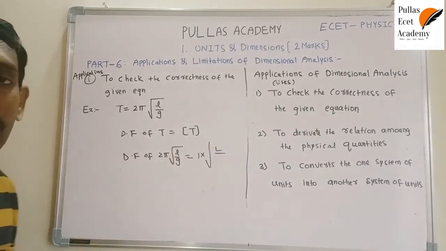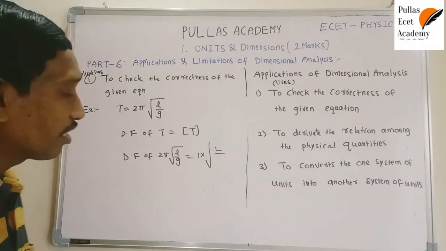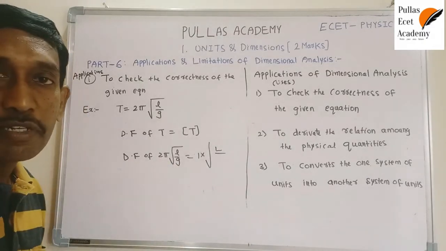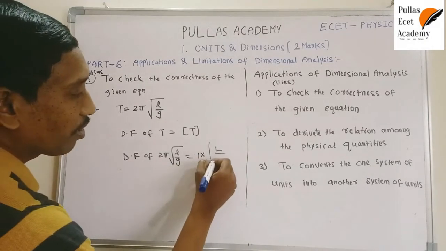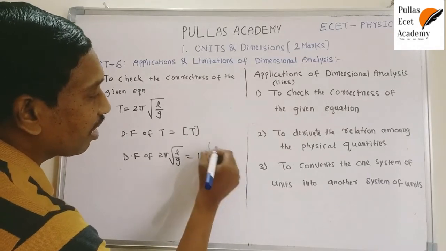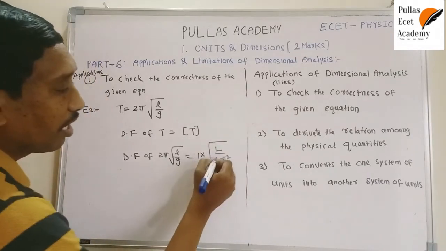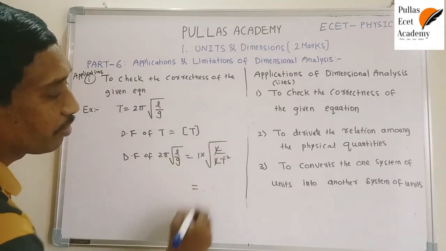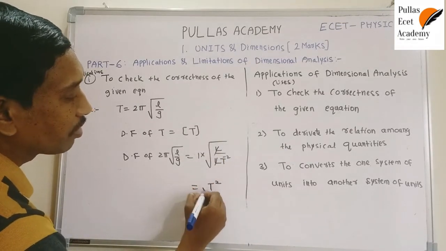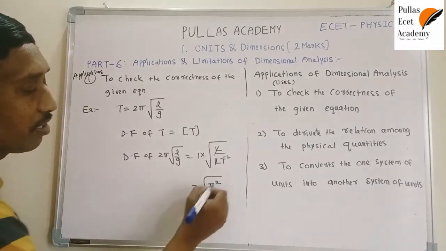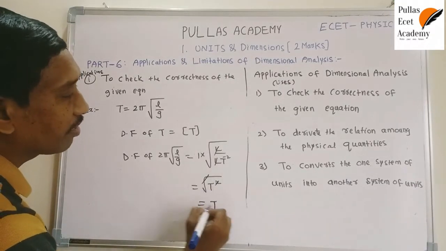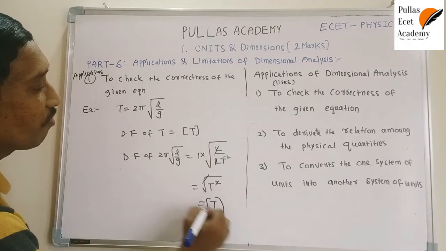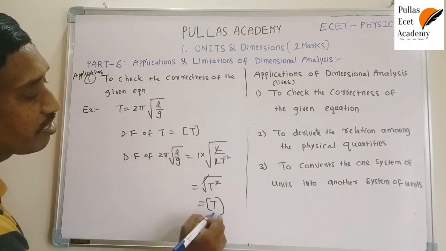Small g stands for acceleration due to gravity. It is nothing but acceleration. We know the dimensional formula of acceleration. What is the dimensional formula of acceleration? LT⁻². So L and L cancel. Then you get here T⁻², which shifts into the numerator as T⁺². That means under root T square. The square root cancels, finally you get T.